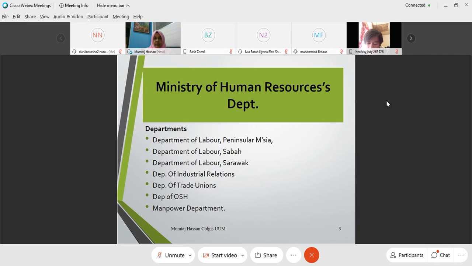So we look at the departments under the Ministry of Human Resources. First we have the Department of Labour. For labour, Sabah and Sarawak have different ones: Department of Labour Peninsular Malaysia, Department of Labour Sabah, Department of Labour Sarawak, all different. So for Malaysia we have 3 Departments of Labour. Then the Department of Industrial Relations, the Department of Trade Union, then the Department of OSH, which we call DOSH, and the Manpower Department. So these are the departments under the Ministry of Human Resources.